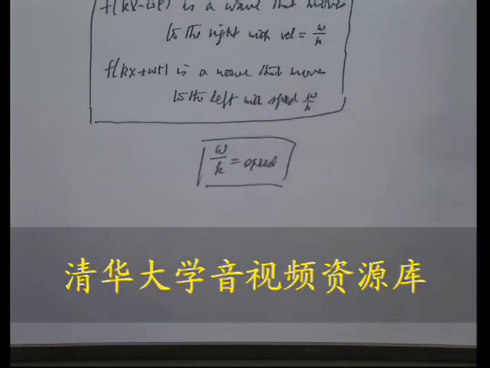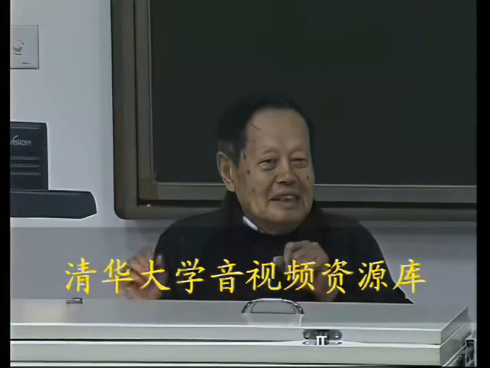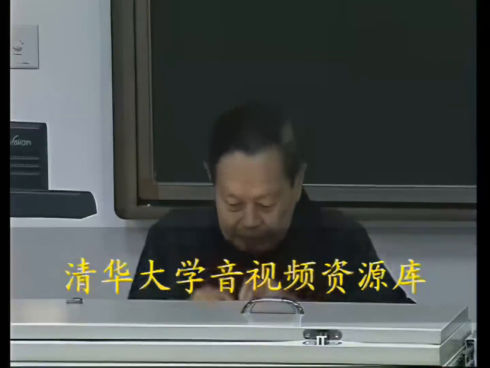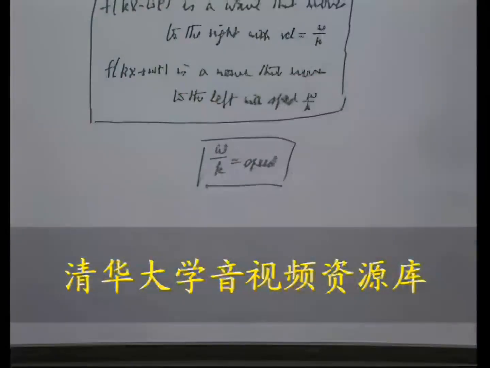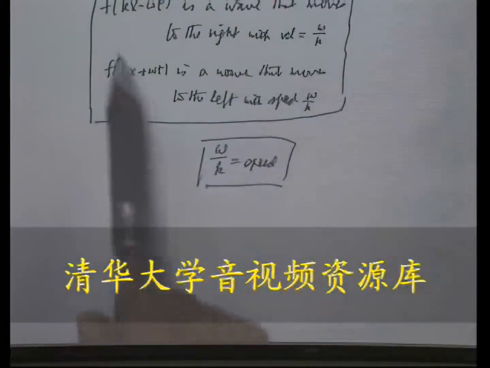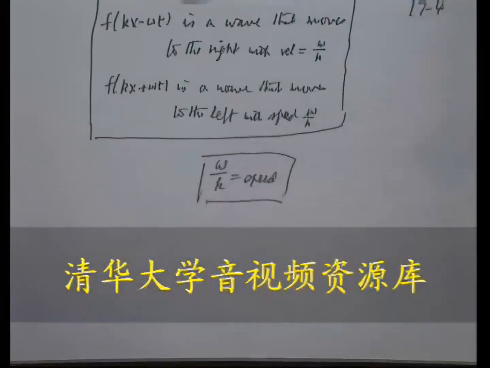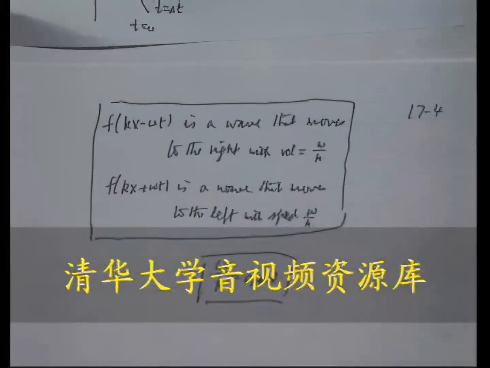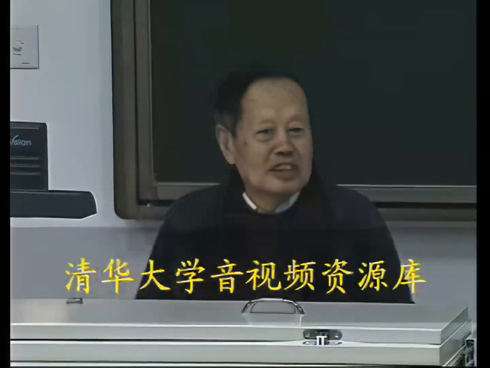All these are elementary, but you have to go through this argument once. It's very simple. Notice that the shape of the wave is not changed. Either f of kx minus omega t or f of kx plus omega t represent waves which move to the right or to the left without changing shape. No matter how it originally looks, it doesn't change shape.